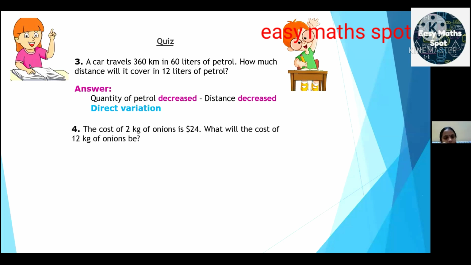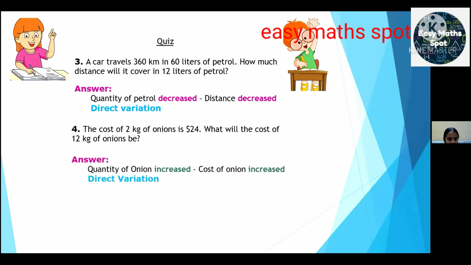Next question: the cost of 2 kg of onions is rupees 24. What will be the cost of 12 kg of onions? Can anyone tell? Direct or indirect? Direct variation. Answer: the quantity of onion is increased, the cost of onion is also increased, so it is direct variation.